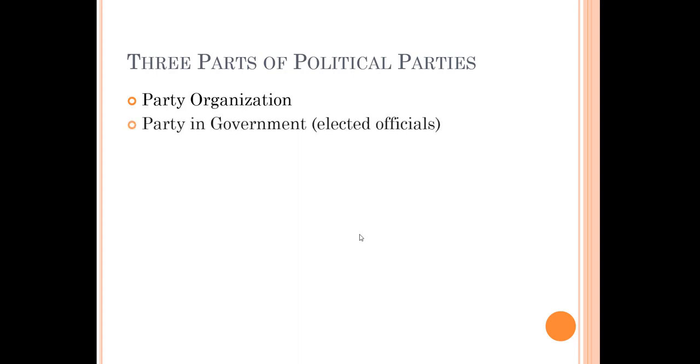There's the party in government, which is elected officials who get elected under the party's label. And then there's the party in the electorate, which is made up of voters. And these three different parts of political parties interact in some pretty meaningful ways. So I'm going to describe each of the parts of the political parties.